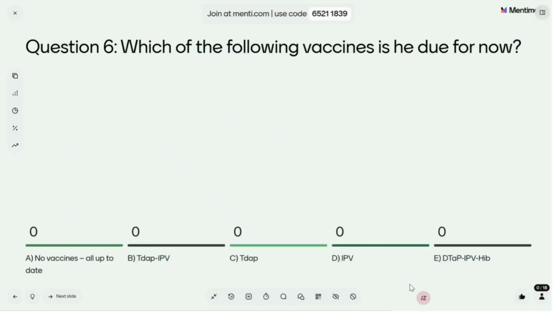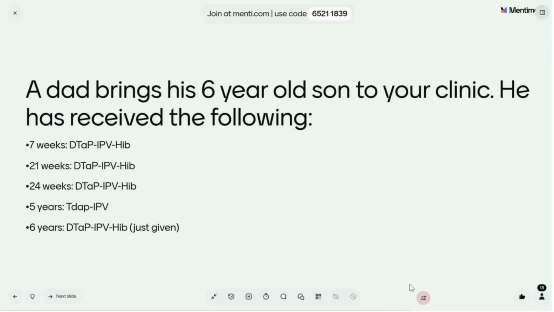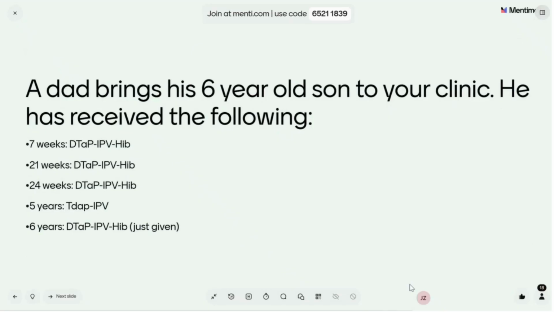And the correct answer is, I will just give the answer since we are running short on time, E. He's due for a PDSL. And this is because the first dose is valid, the second dose is valid because the intervals are good. The third dose is actually not valid because the minimum interval between doses is 4 weeks. We need to give the immune system time to mount a response.